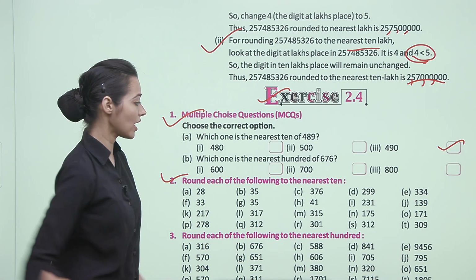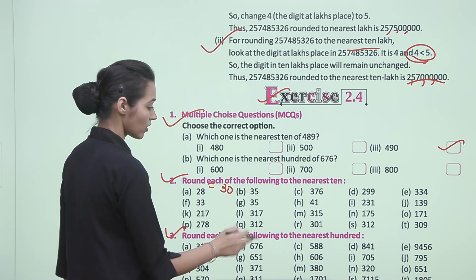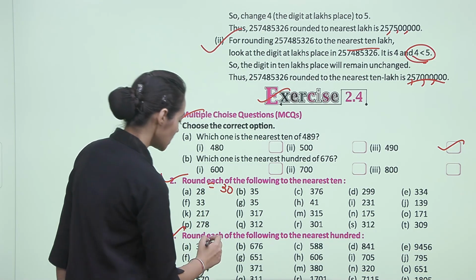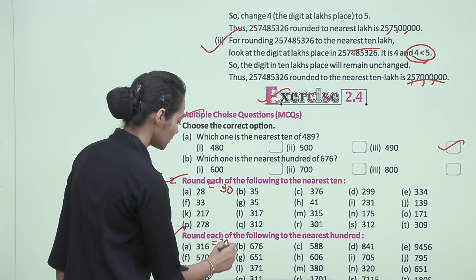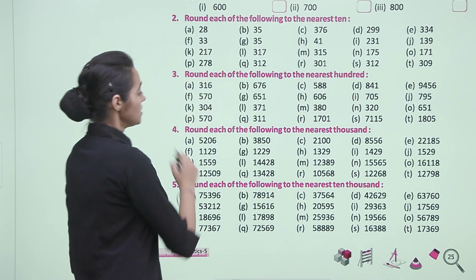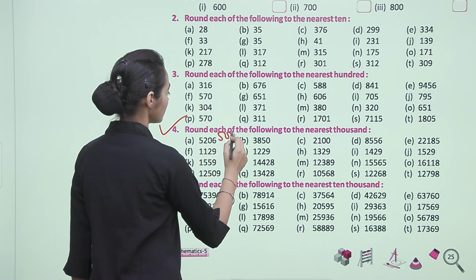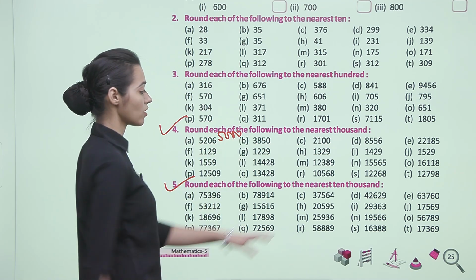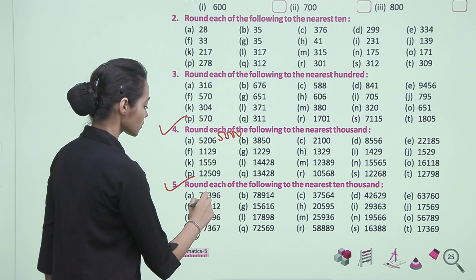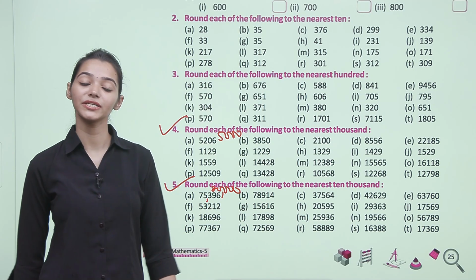Now in this one, we have to round it off to the nearest 10, so it becomes 30. We have to round it off to the nearest 100, so it becomes 300. Rounded off to the nearest 1000, it becomes 5000. We have to round it off to the nearest 10,000, so that becomes 80,000. That's how you can complete the remaining part.